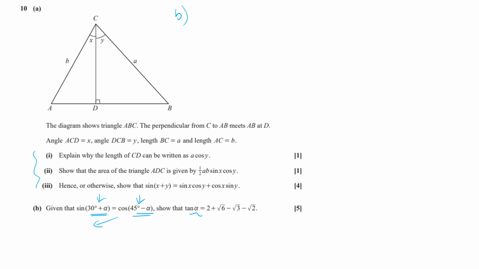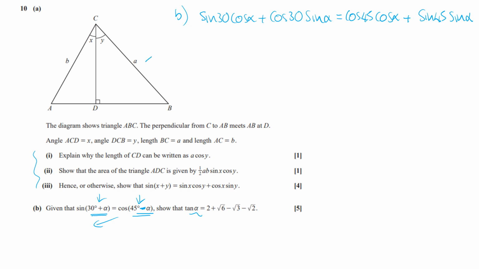So sine (30 plus alpha) is going to be sine 30 cos alpha plus cos 30 sine alpha. And it's telling us that that is equal to, and then expanding the cos one, that goes to cos 45 cos alpha. Now when it's minus in the middle for cos, it's going to be plus sine 45 sine alpha.